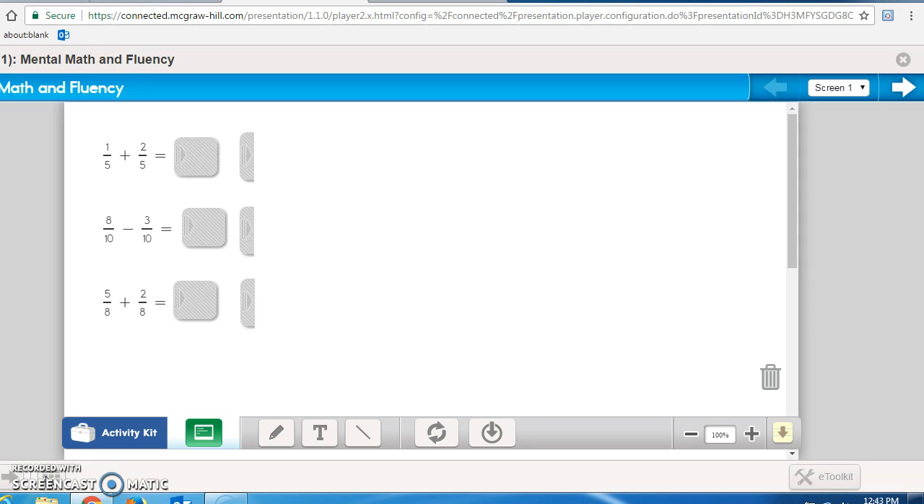Please add these fractions in your head. 1/5 plus 2/5 equals, well, my denominators are the same, so all I have to do is add the numerators, and my answer is 3/5. 8/10 minus 3/10. Again, denominators are the same, so all I have to do is subtract the numerators, and 8 minus 3 is 5 for 5/10. And finally, again seeing that my denominators are the same, I add the numerators. 5 plus 2 equals 7, so my answer is 7/8.